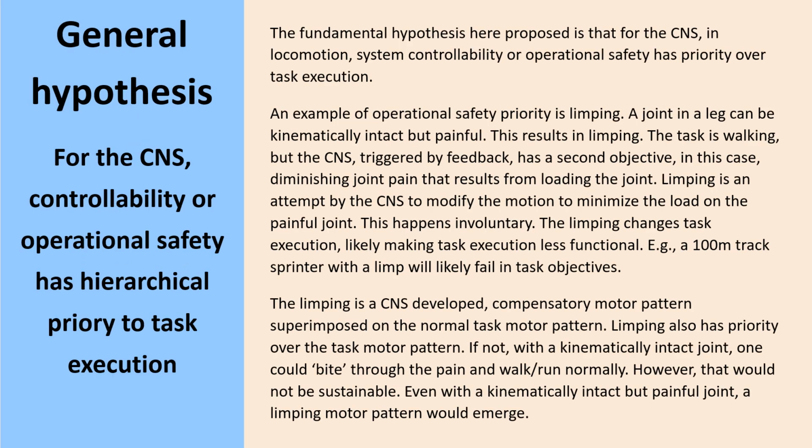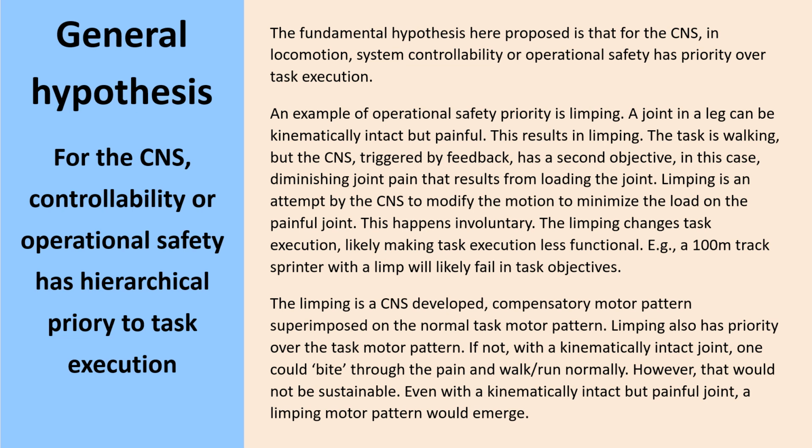General hypothesis. The fundamental hypothesis here proposed is that for the central nervous system, in locomotion, system controllability or operational safety has priority over task execution. An example of operational safety priority is limping. A joint in a leg can be kinematically intact but painful. This results in limping. The task is walking, but the central nervous system, triggered by feedback, has a second objective, in this case diminishing joint pain that results from loading the joint.